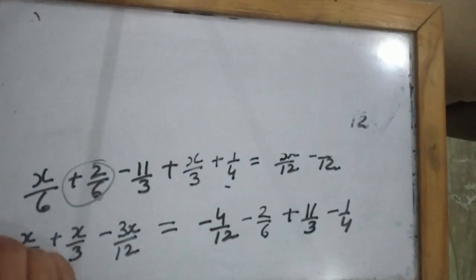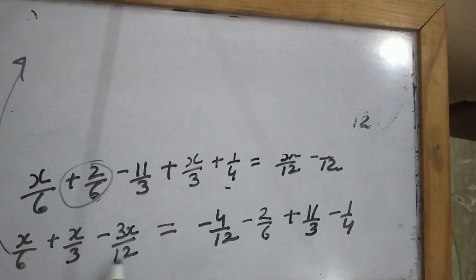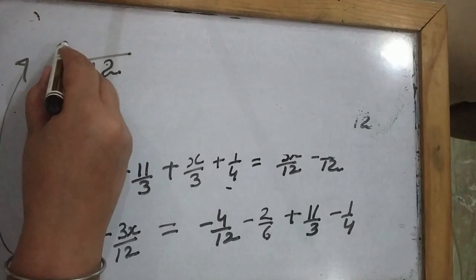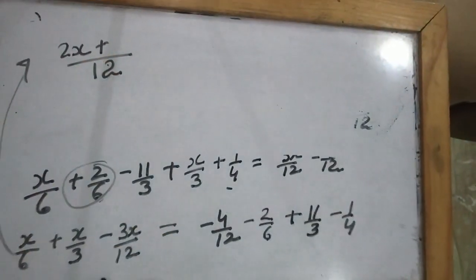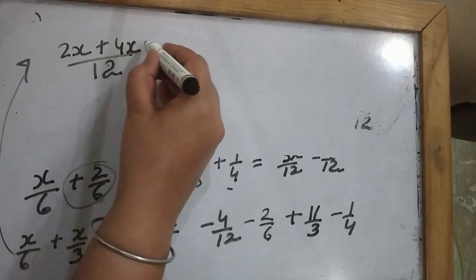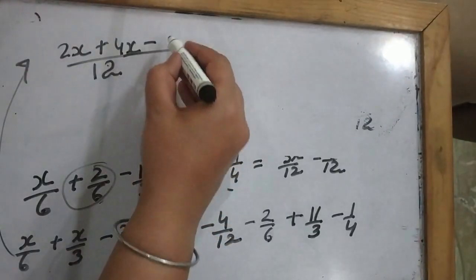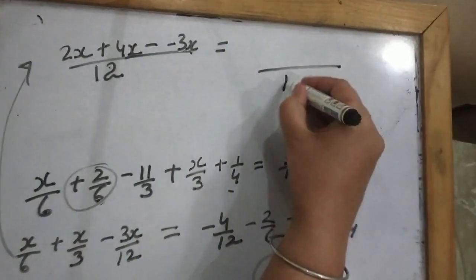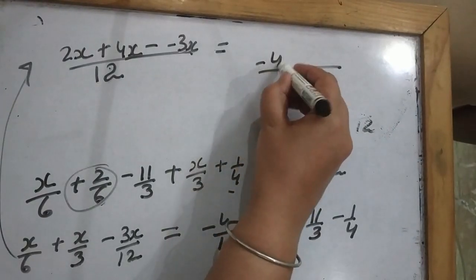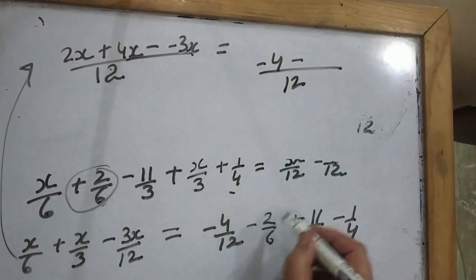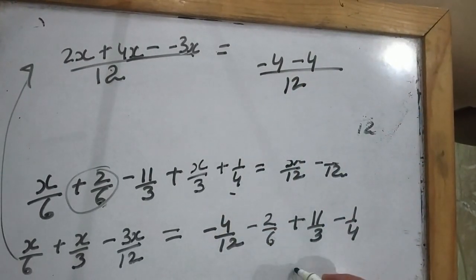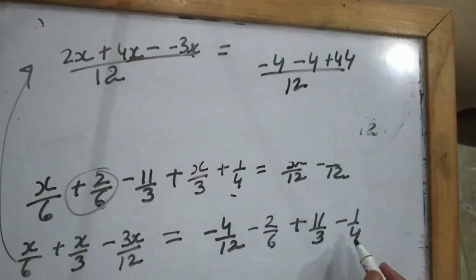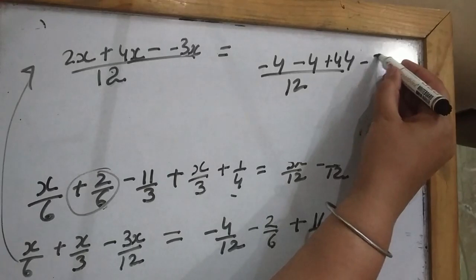So now I will solve them by taking out the LCM. So what will be their LCM? LCM will be 12. So 6 2s are 12, so this will become 2x, plus 3 4s are 12, so 4x, minus 12 1s are 12, so minus 3x. The other side, again the LCM will be 12, so 12 1s are 12, so minus 4, 6 2s are 12, so minus 2 2s are 4, so 3 4s is 12, so 11 4s are 44, and 4 3s are 12, so minus 3.